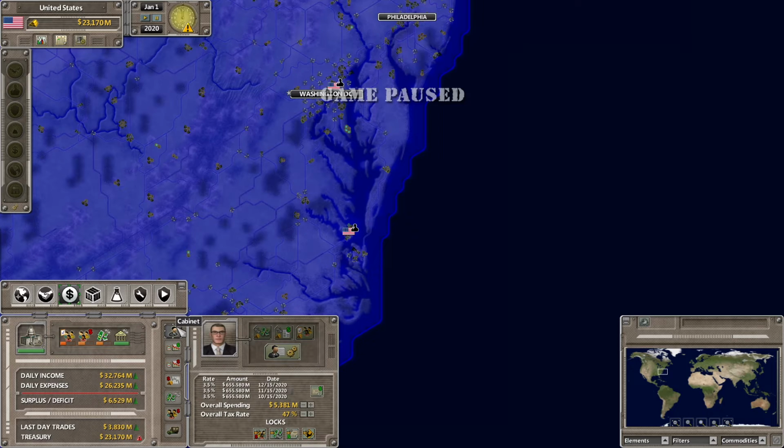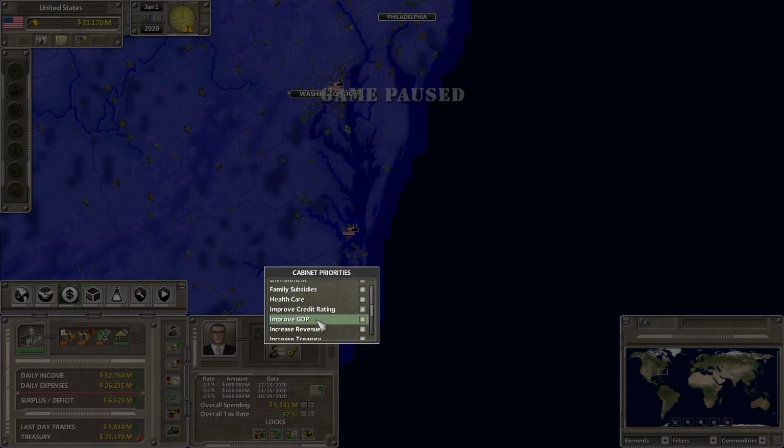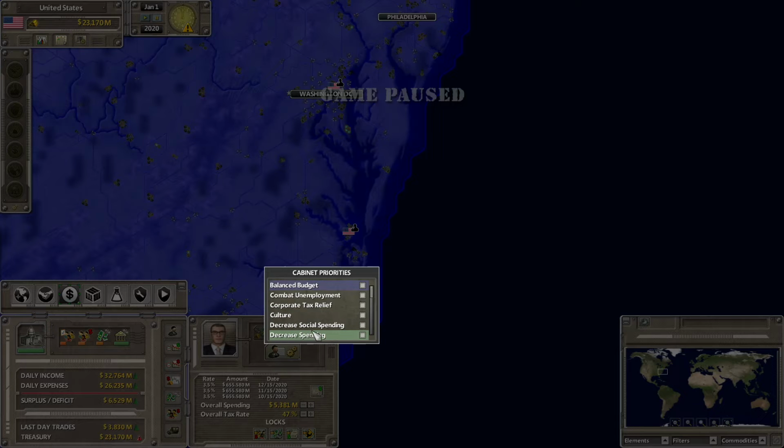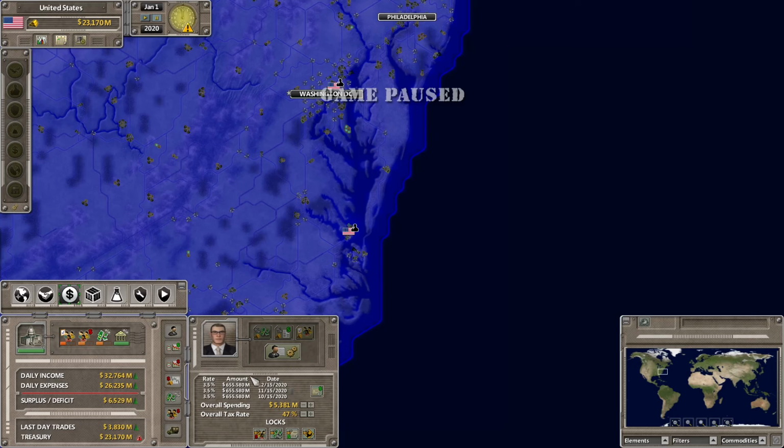Now we're going to go down these little tabs here on the right as I explain them to you. So this is the cabinet. This is where you can assign cabinet priorities to have your AI help you manage things. I don't usually use these because I'm better than the AI, and hopefully after this guide you will be too.